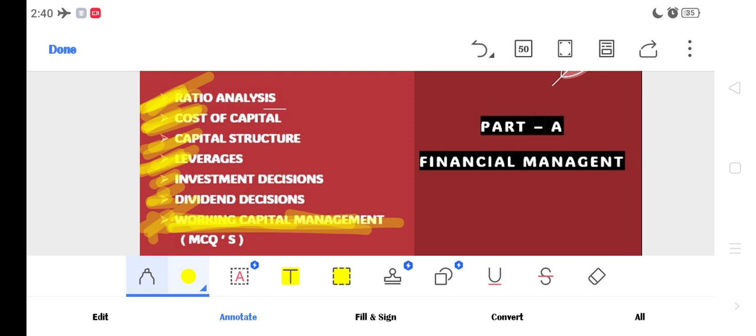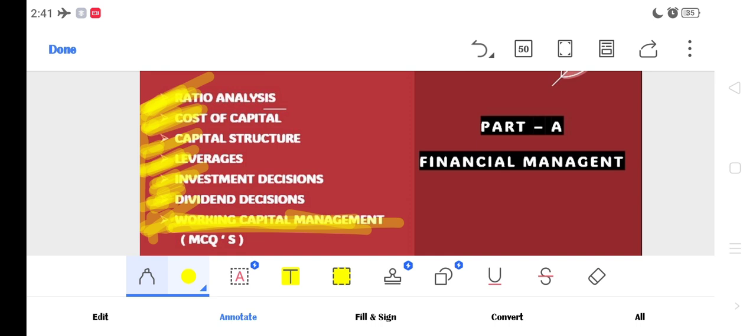Hypothesis and all, you better read the formulas well. From all these FM chapters, you need to be very thorough with all the formulas. So yes, formulas are really important. And investment decisions and dividend decisions are also important. But first, after finishing these chapters like leverages, cost of capital, ratio analysis and working capital, these four first you concentrate. Then later you can have investment decisions and dividend decisions. And if you have much more time, you better revise it a second time, and later you can go to the theory part of it.